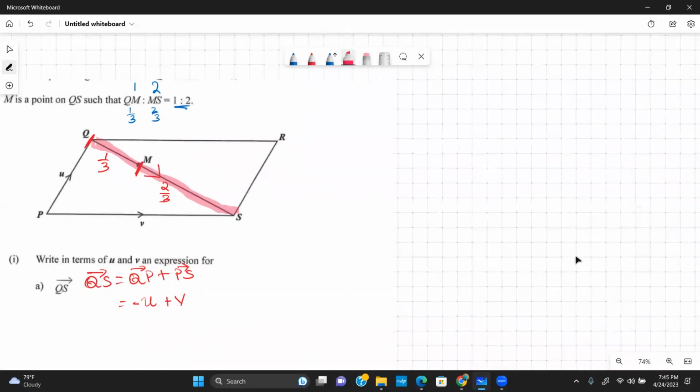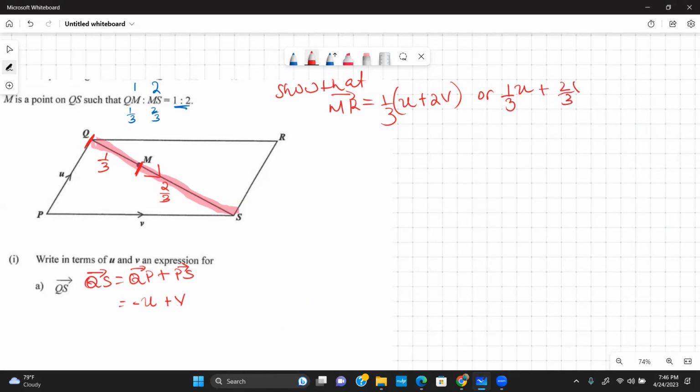All right, let me put it up here. They said show that MR is equal to 1/3 positive U plus 2V. Show that. Sometimes what you can do is write this to suit yourself, like understand that the 1/3 could go inside. So you're talking about 1/3 U, and then the 2 is gonna be on top of the 3 in this one, and you get 2V like that.